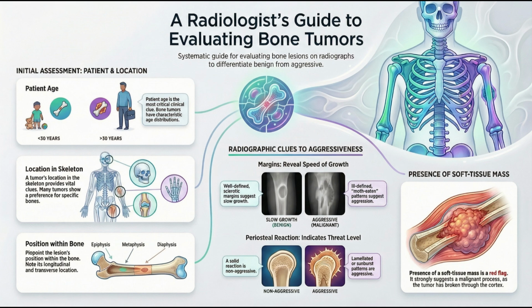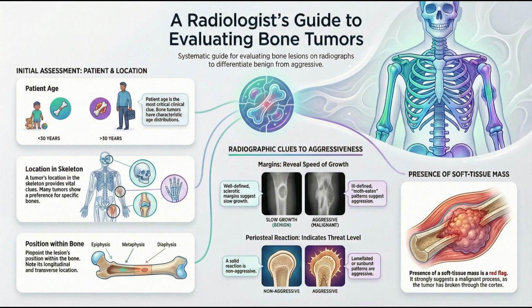Precisely. The margins and the width of the zone of transition, that's the area between the lesion and healthy bone, are the key indicators of growth speed. We quantify this aggression using the Lodwick classification. Okay, let's walk through that aggression scale, starting with the least worrying one.